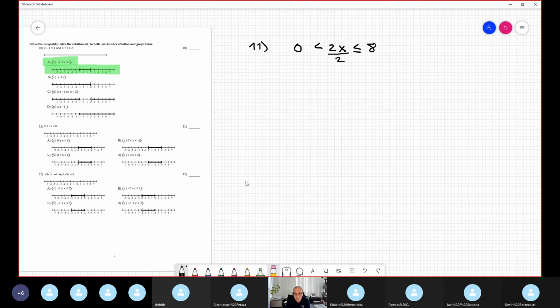You divide by 2, you divide by 2, you divide by 2. 0 divided by 2 is 0. This 2 is cancelled, that was the intention. Isolate x, and it's 4.